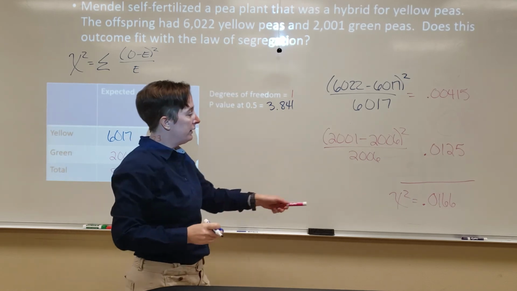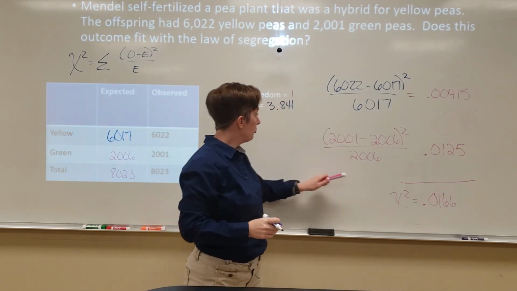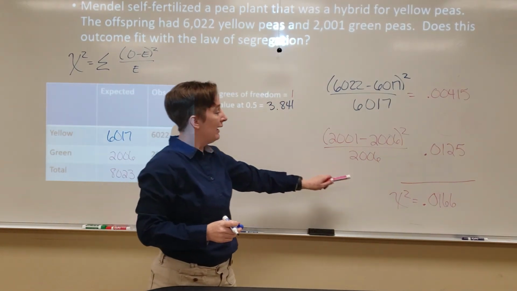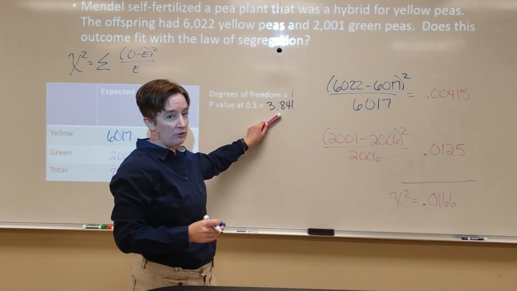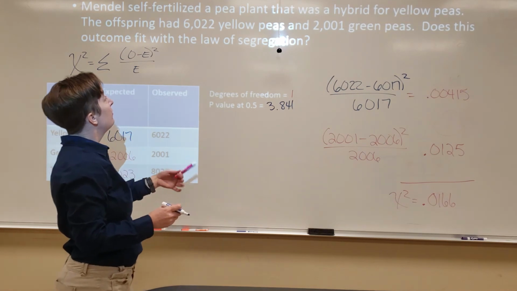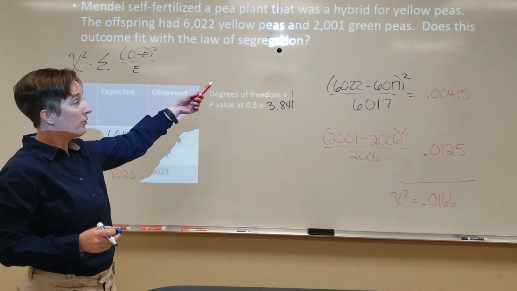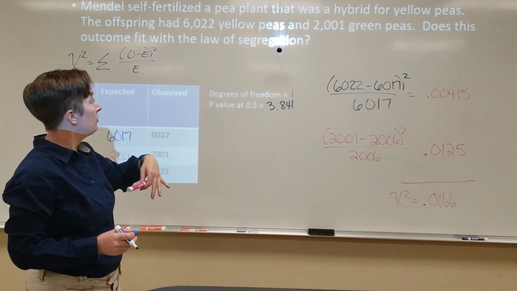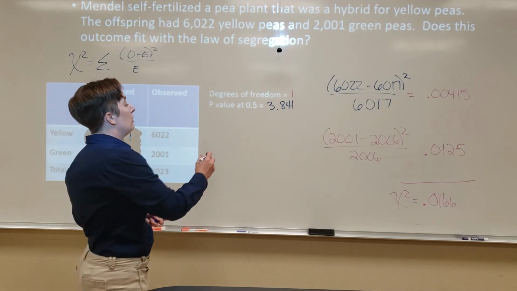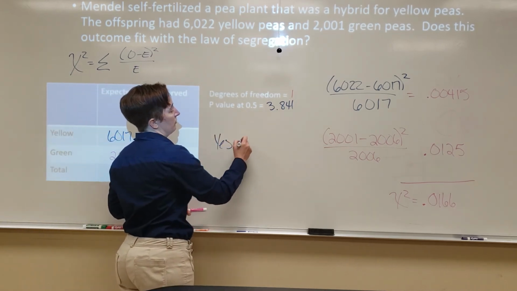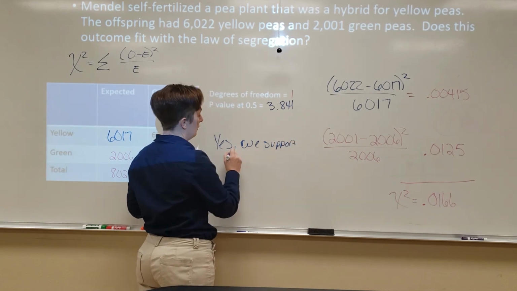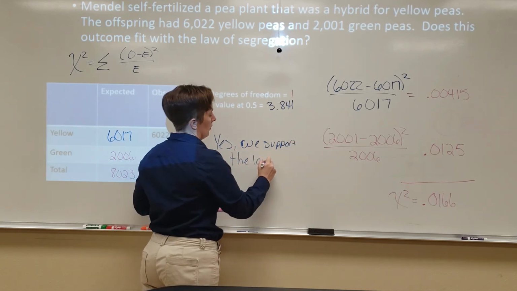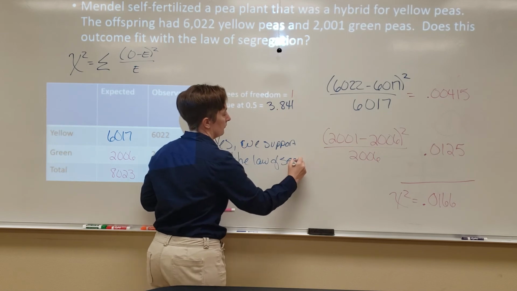Then what we do is we compare the value that we found to our p-value. And if this value is less than the p-value given in the chart, that means you accept this hypothesis, which the hypothesis in this case was, does this fit with the law of segregation? So yes, we support the law of segregation.